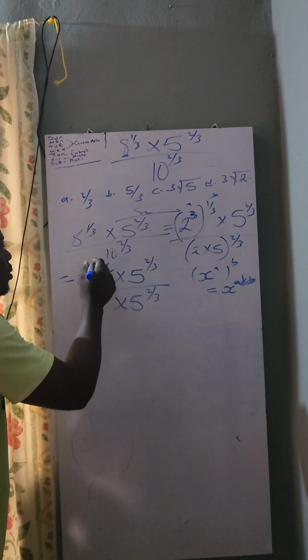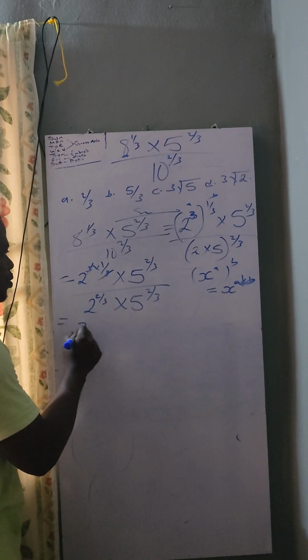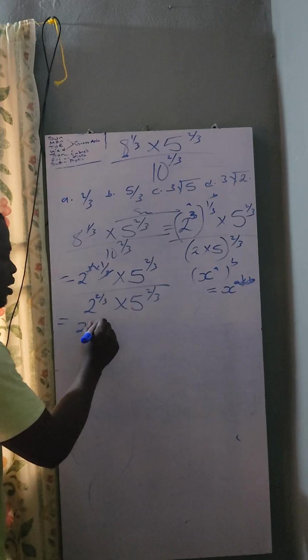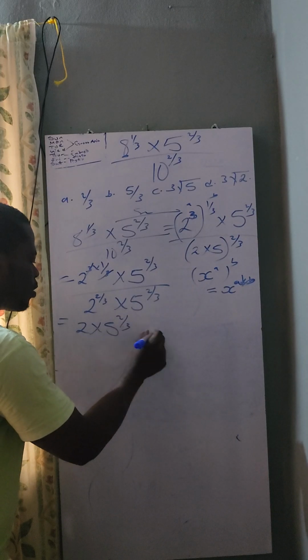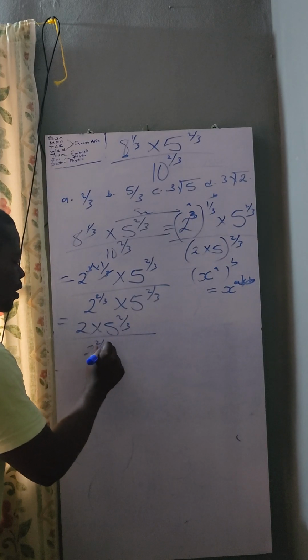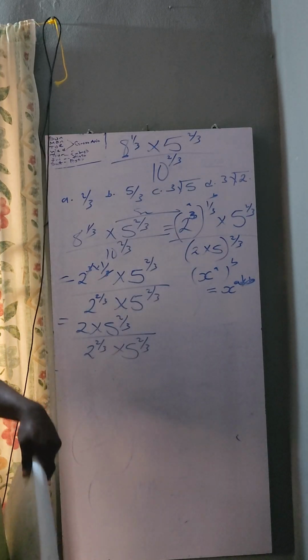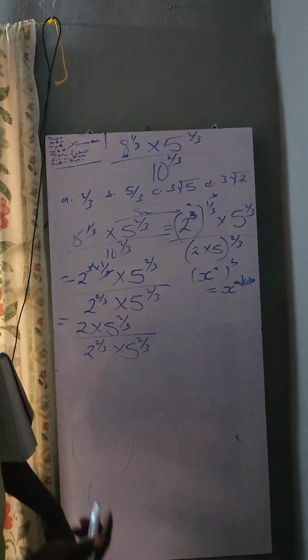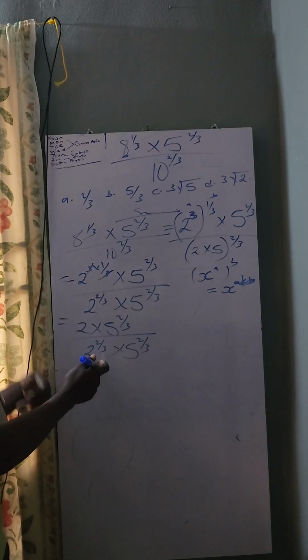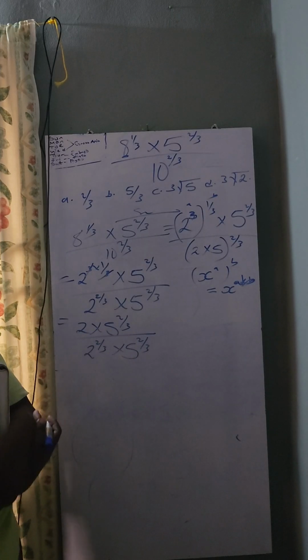Here now, 3 cancels 3 here, right? So here I'm having 2 raised to power 1, 2 times 5 raised to power 2 over 3, over 2 raised to power 2 over 3 times 5 raised to power 2 over 3. Then what do we do here? Let's apply the division law.